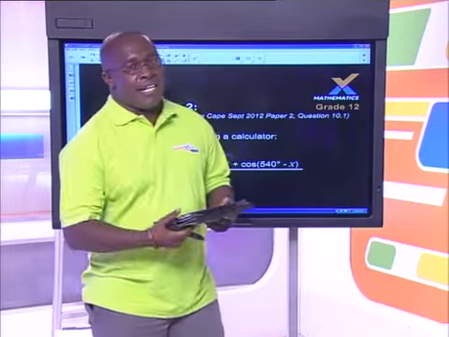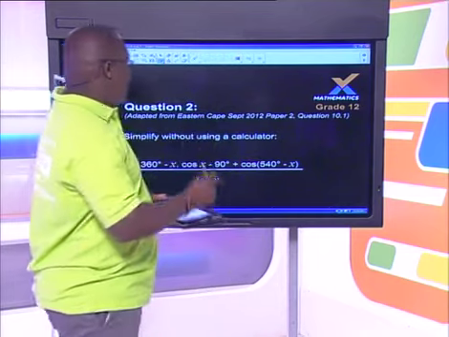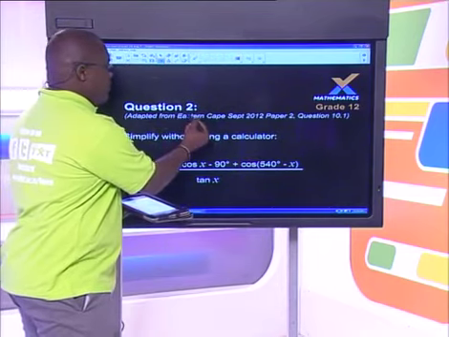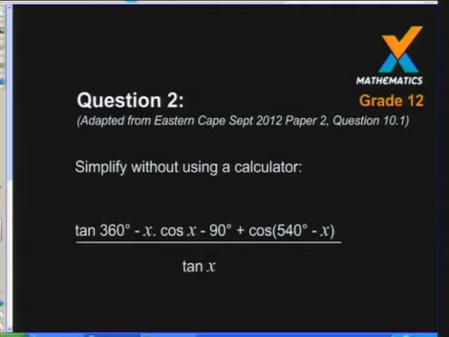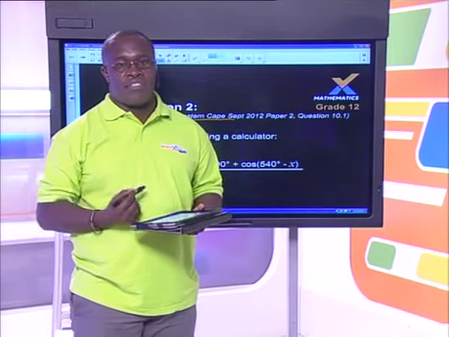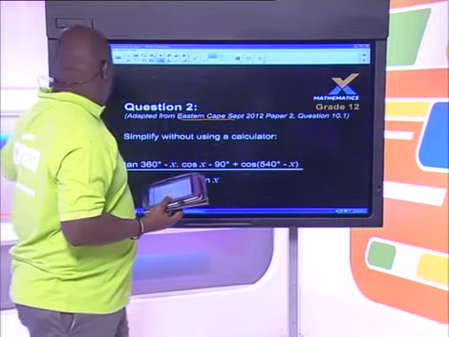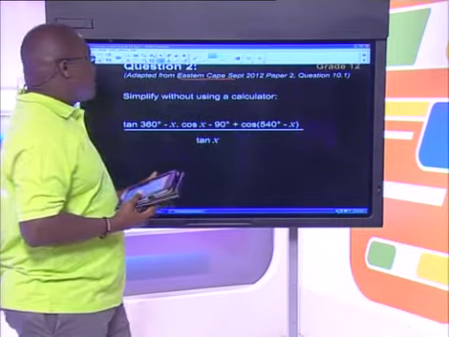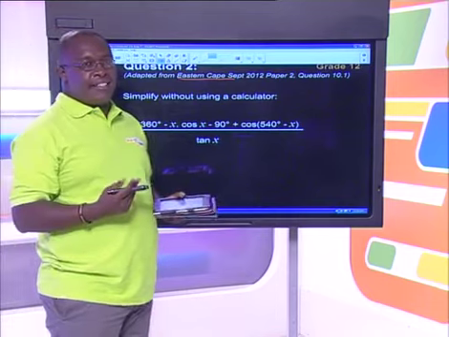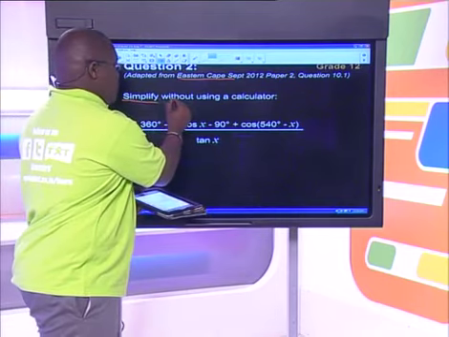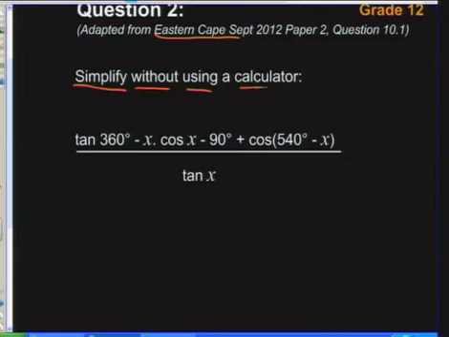Okay, Mindsetters, today we're going to be looking at a question that was adapted from the Eastern Cape. So you find that it was from the September 2012 paper 2. It was the prelim exams. Now, let's look at what we are required to do. The question says, simplify without using a calculator.